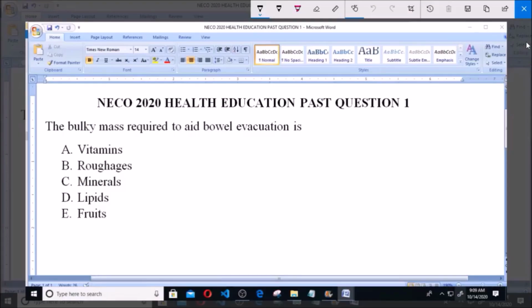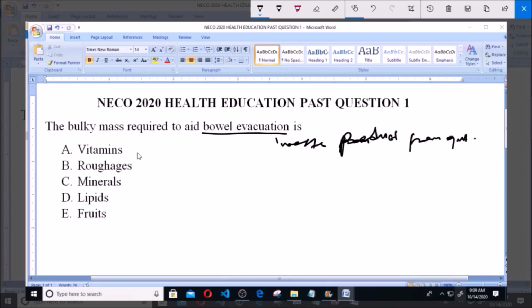I'll be answering NECO 2020 Health Education Past Question 1. The bulky mass required to aid bowel evacuation is A. Vitamins, B. Roughages, C. Minerals, D. Lipids, and E. Fruits. So we have to pick an option which is described as the bulky mass required to aid bowel evacuation, that is, required to remove waste products from the gut. That's what this bowel evacuation means.